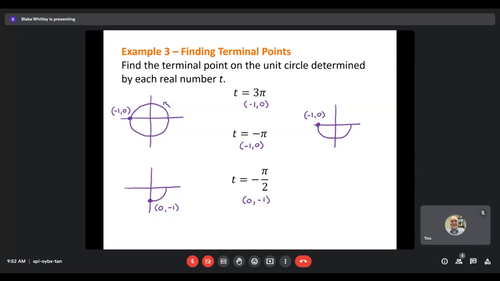So just keep in mind here, any of these that land on one of the axes is going to have a value of either 1 or -1 because the radius of that circle is 1, and the other value has to be 0 if it's on the axis.